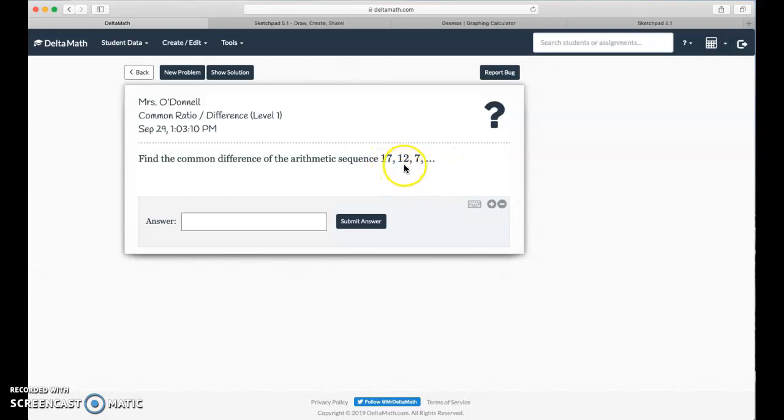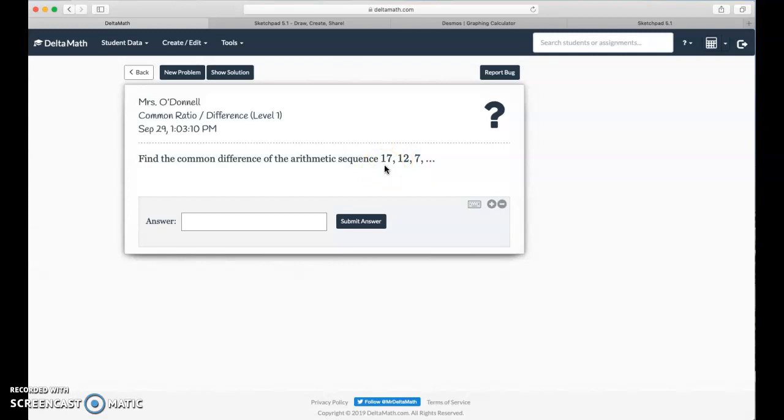So in order to do that, we take the second term and subtract the first term from it. So 12 minus 17, which gives us -5. So our common difference should be -5, or plus a -5.